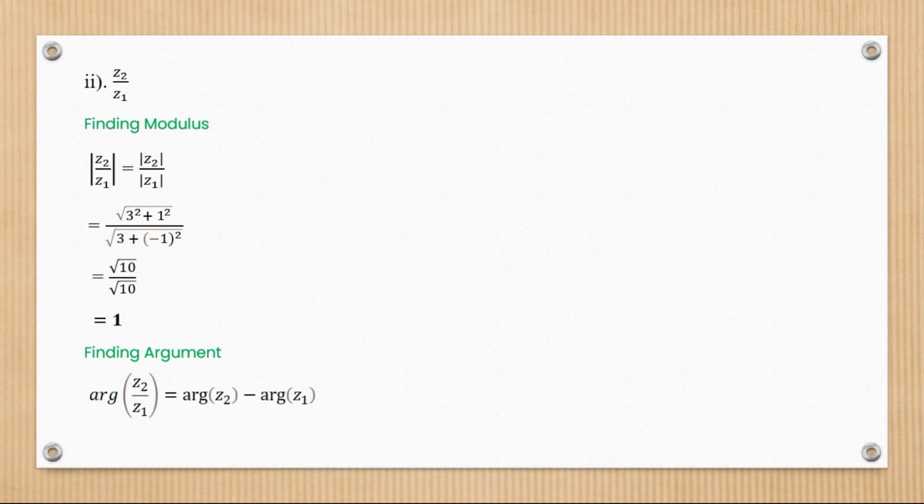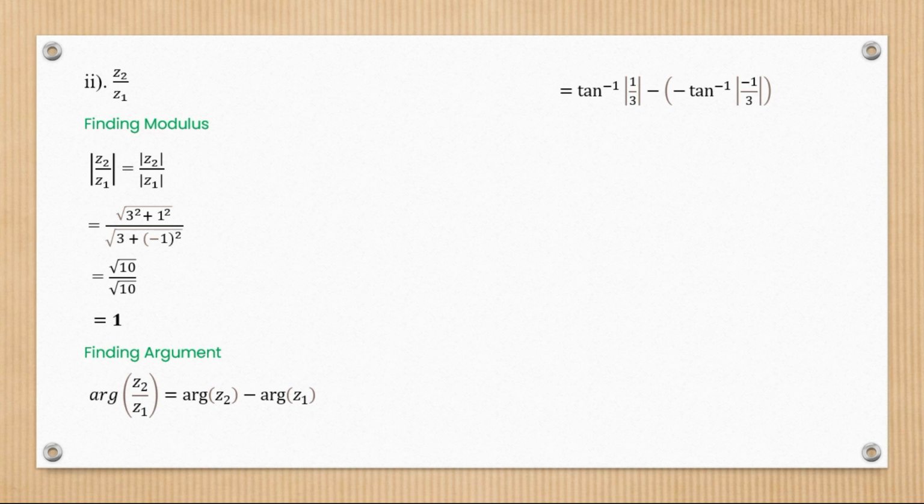So finding the argument, we can see that the argument of two complex numbers dividing is the same as the argument of them subtracting. So the argument of z2 over z1 is the same as the argument of z2 minus the argument of z1. Remember this from the rules we had stated, from the properties of arguments.